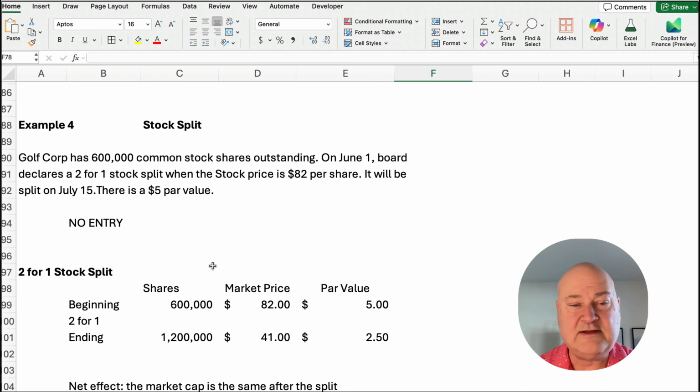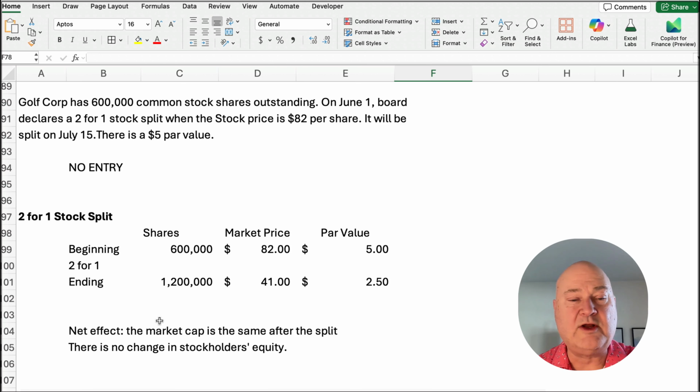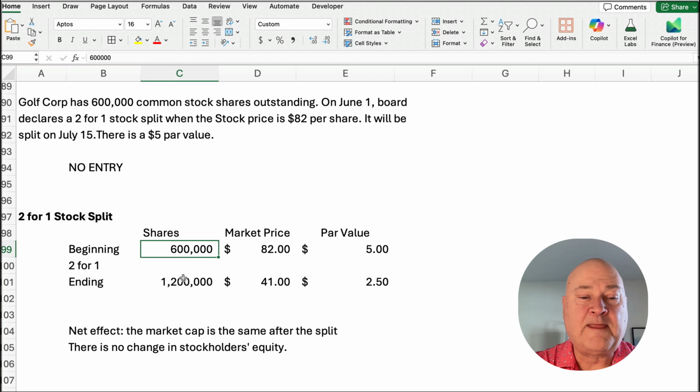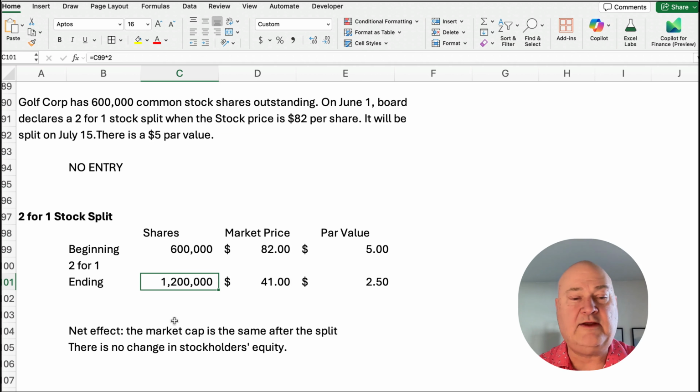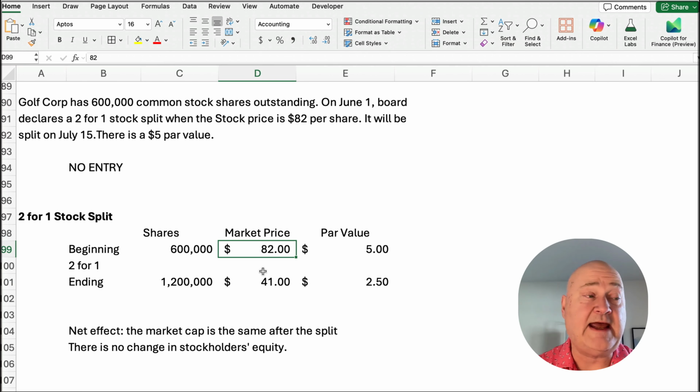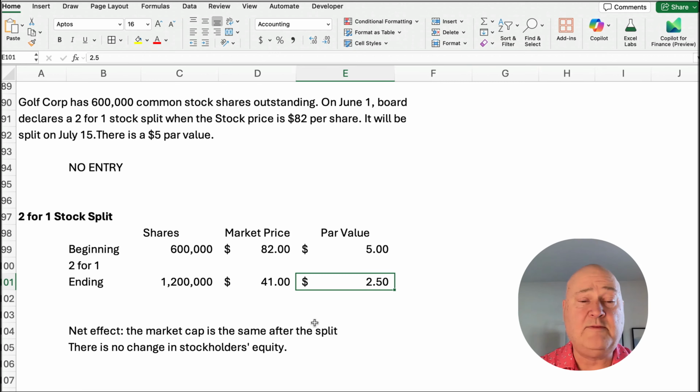All this information, well, there's going to be no entry. We're not even moving from retained earnings to common stock. In fact, all we do is take the total number of shares of 600,000 and multiply times 2, so now it's 1,200,000 shares. The stock price gets recalculated, 82 divided by 2 gives 41. The par value goes from 5 to 2.50. So all we do is make some internal memos, essentially, saying now we have 1,200,000 shares.